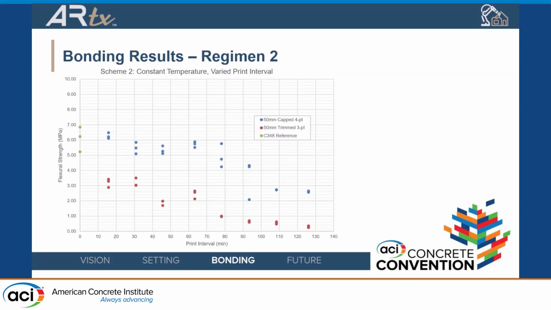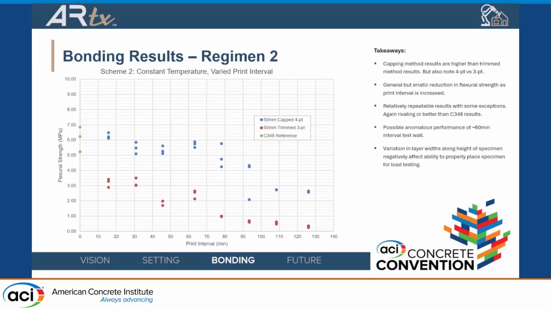For scheme 2, which is where we varied interlayer time, the x-axis here is the print interval in minutes, and the y-axis is the same flexural strength scale. We tested capped specimens and trimmed specimens. The capped specimens are the blue dots. You can see that they are significantly higher than the trimmed specimens.